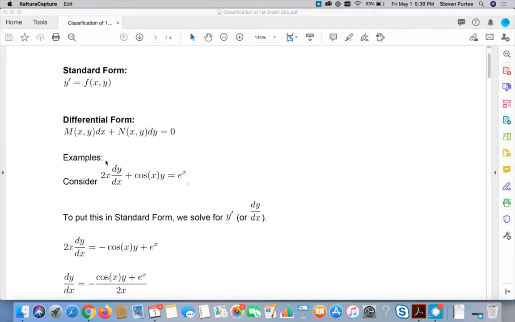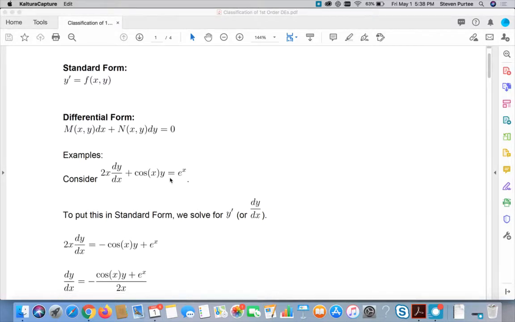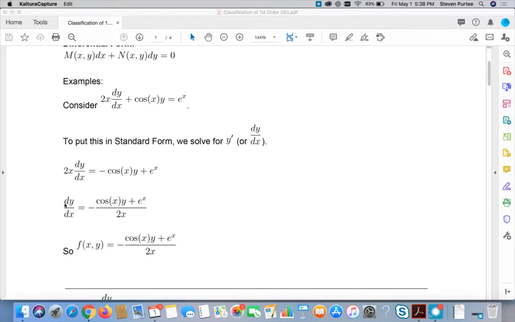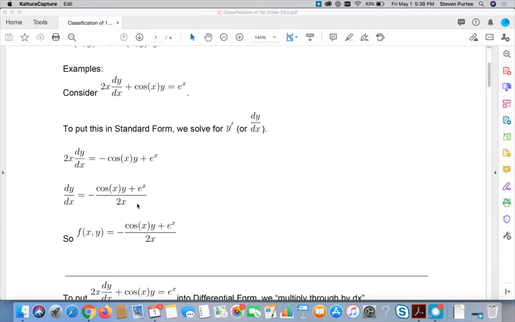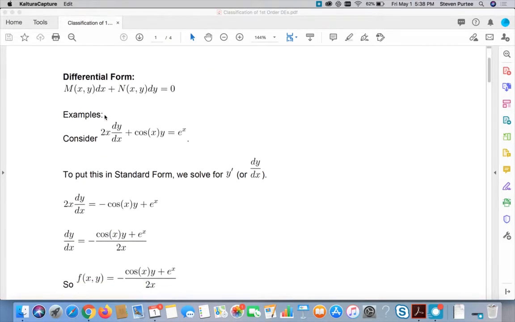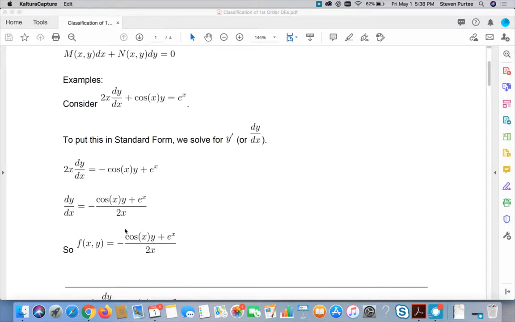So here we have some first order DE. To put it in standard form, I want to get the dy dx by itself. So I would move the cosine x times y over, divide everything by 2x. So now we have our derivative equals a whole bunch of x's and y's. So standard form looks like this. Our little f of x, y would be all this stuff over here.